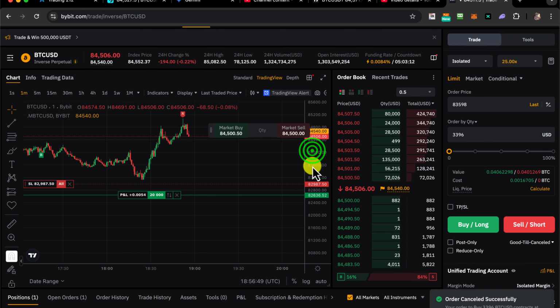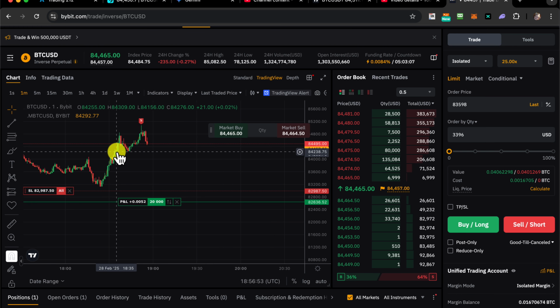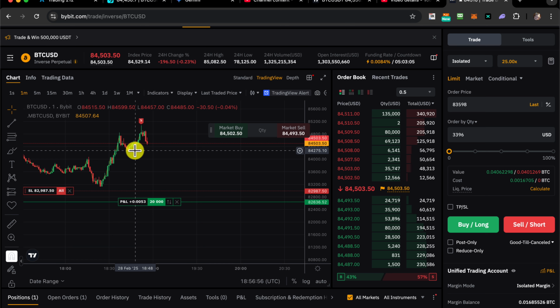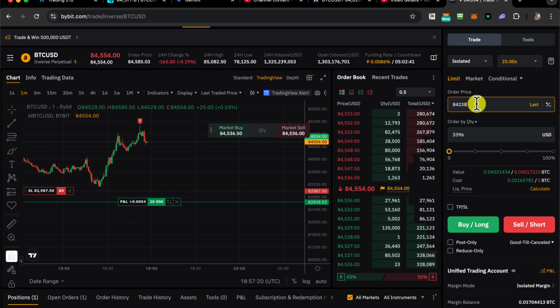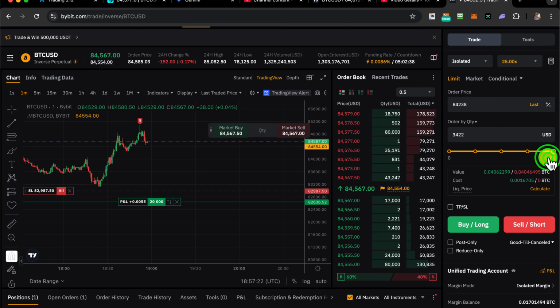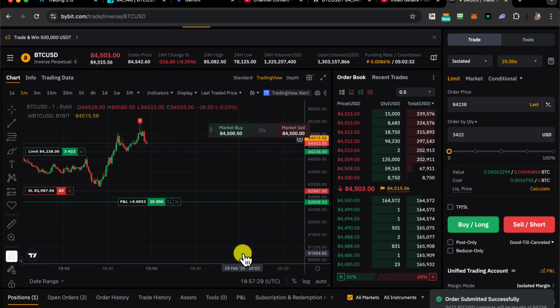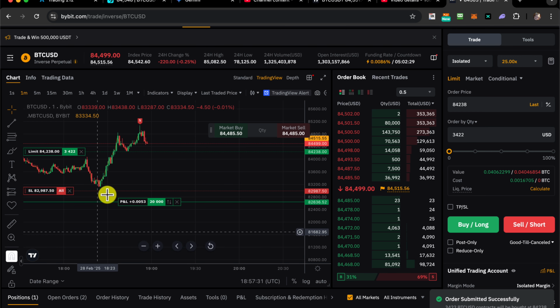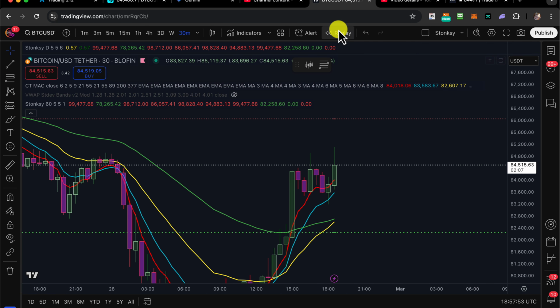Now, I think what I want to do is set a buy order already, just so I'm good to go at, say, the bottom of that dip there. So somewhere like 84,238. I'm going to use all the available capital, and we go add there. Okay, so that's that order set. By the way, I've got a stop loss set in profit as well, just in case things go horribly wrong. Right, I'll come back in 2 minutes.